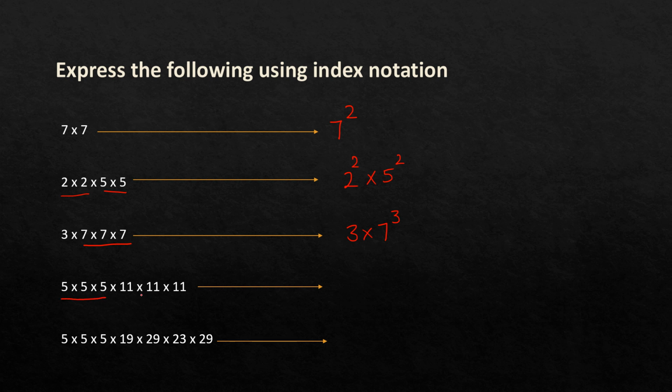Here we have 3 5's and 3 11's. So 5 cube, or 5 to the power of 3, times 11 to the power of 3, or 11 cube. 5 times 5 times 5, and I have 2 29's. So I can write it as 5 to the power of 3 times 29 to the power of 2, because I have 2 of them, and then times 19 times 23. I hope this was clear.